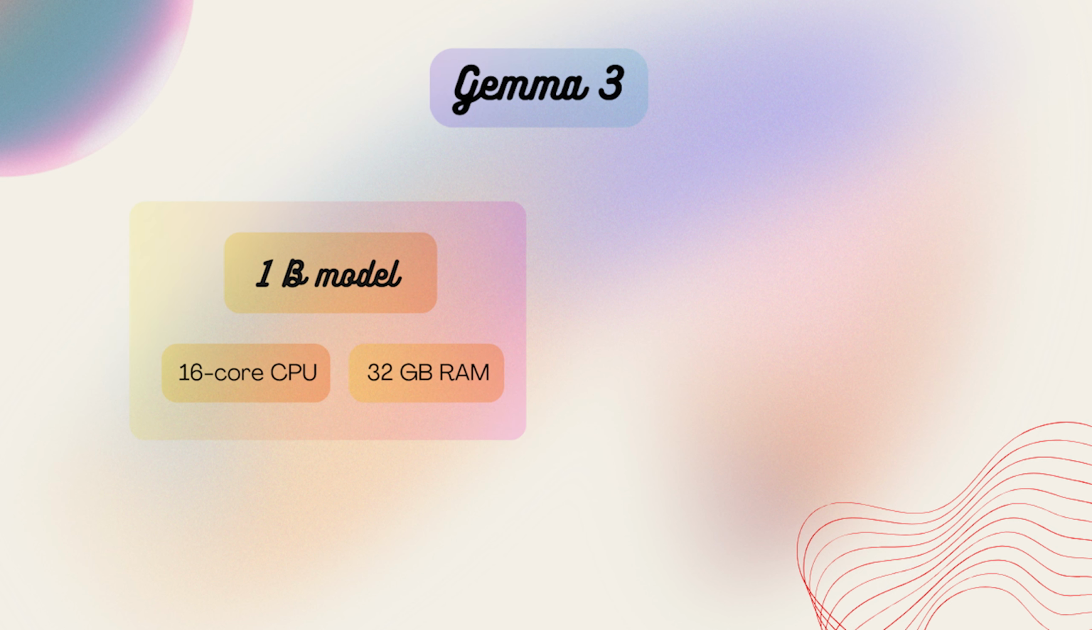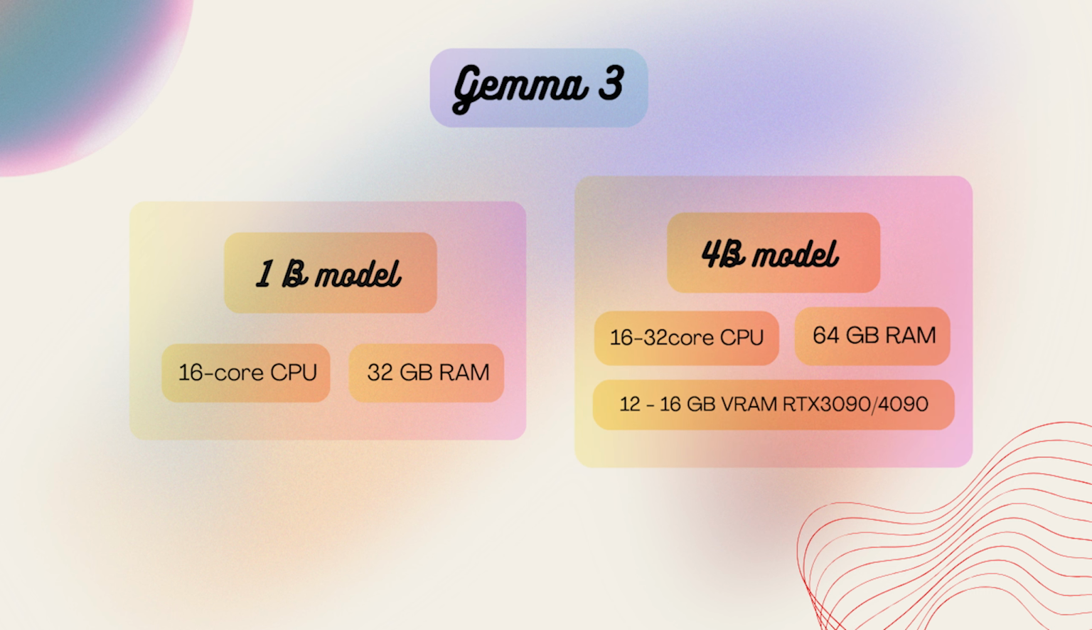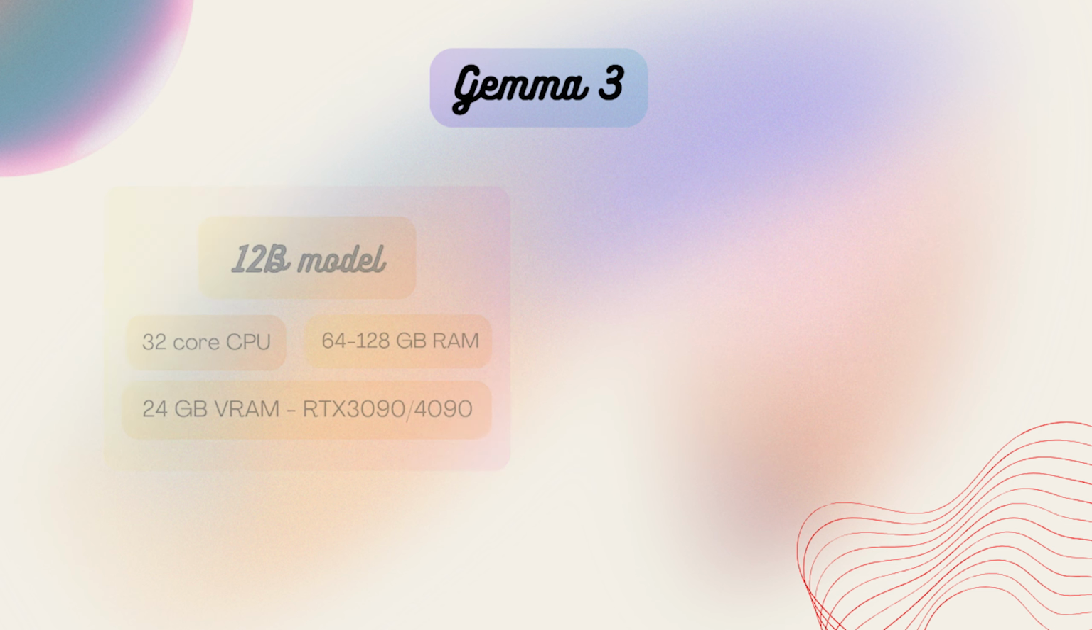So how does this all scale? The smallest 1B model can run on a 16-core CPU with 32 gigabytes RAM. The 4B model needs around a 16 to 32 core CPU, 64 gigabytes RAM, and a 12 to 16 gigabytes VRAM GPU, RTX 3060/3070 level.